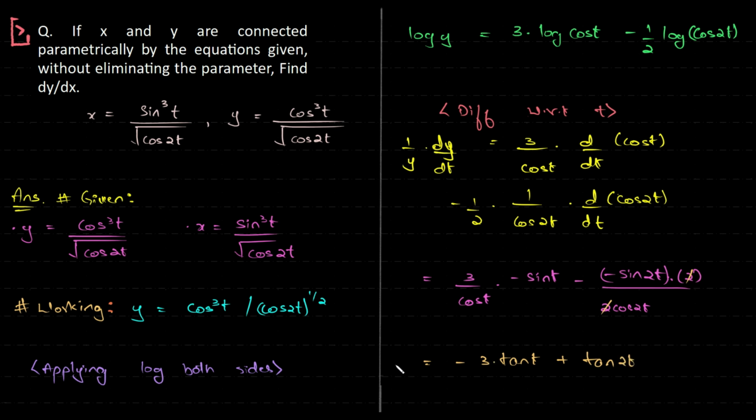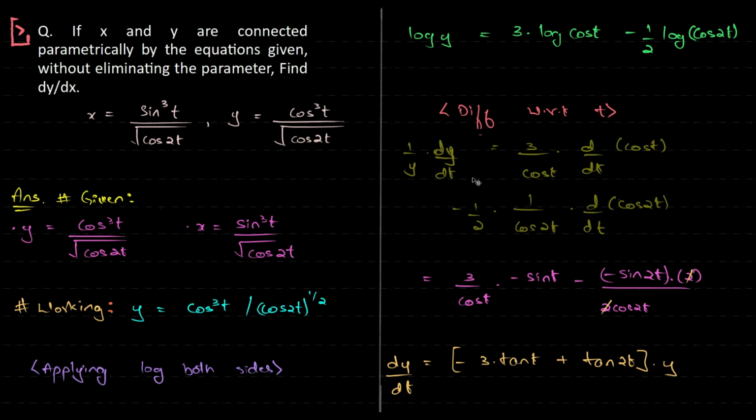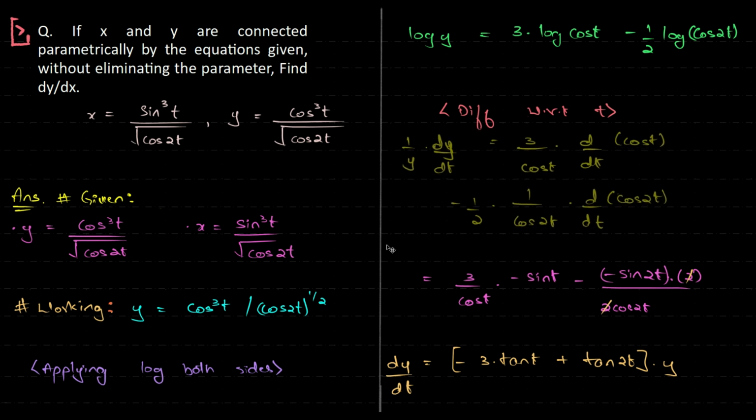By the way, this is dy by dt into 1 by y, so I'll write into y on the other side. We can skip this step and directly jump to differentiating with respect to t. If you are able to, you can jump to this, or if not, you can use the chain rule. Now moving forward, we have x next.